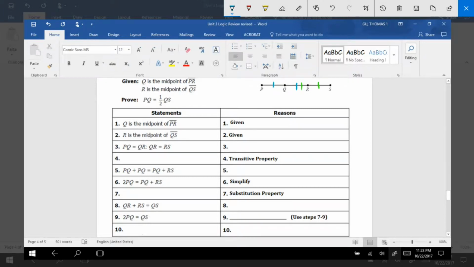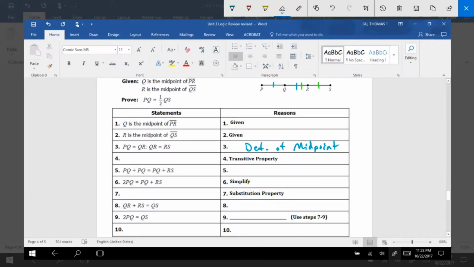3, PQ equals QR and QR equals RS. Okay, we said they're congruent. They just skipped that, but I mean, you're getting that from the definition of midpoint. They kind of skipped one because the definition of midpoint technically says that PQ is congruent to QR. And then you go from PQ equals QR because of definition of congruence. But, you know, let's just bundle it up together. There it is. Okay, anyways.